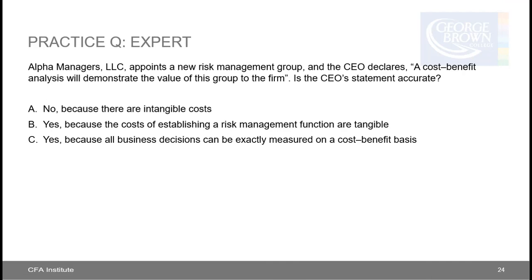Practice question from the learning ecosystem at the expert level. Alpha Managers Limited Liability Company appoints a new risk management group, and the CEO declares a cost-benefit analysis will demonstrate the value of this group to the firm. Is the CEO's statement accurate?